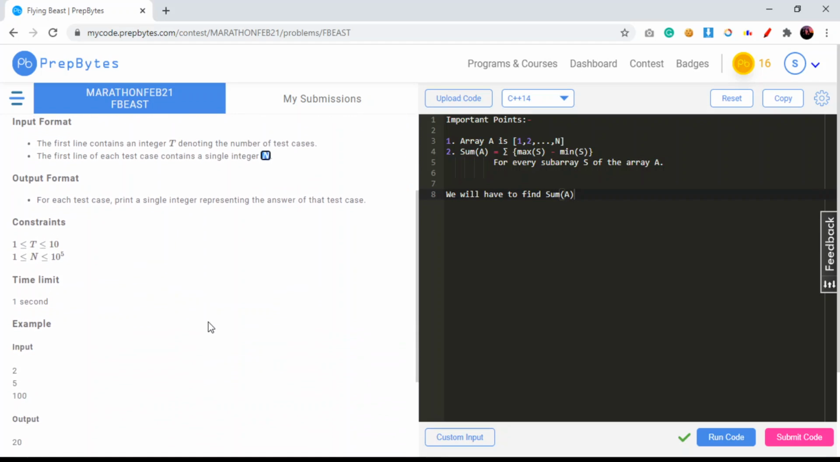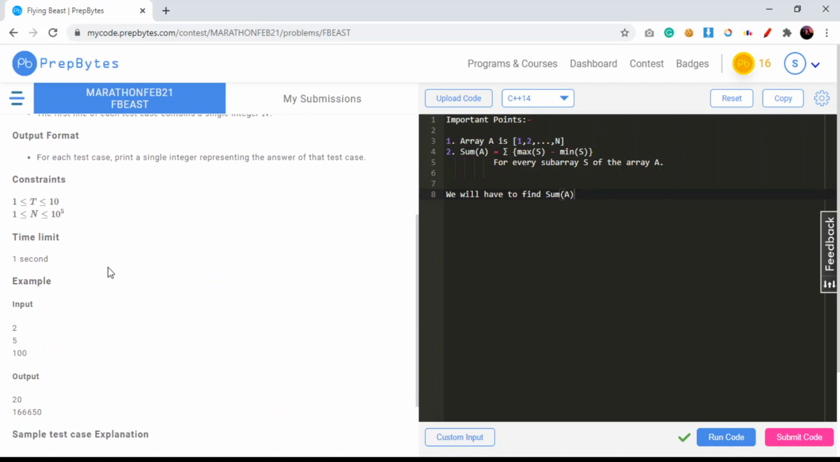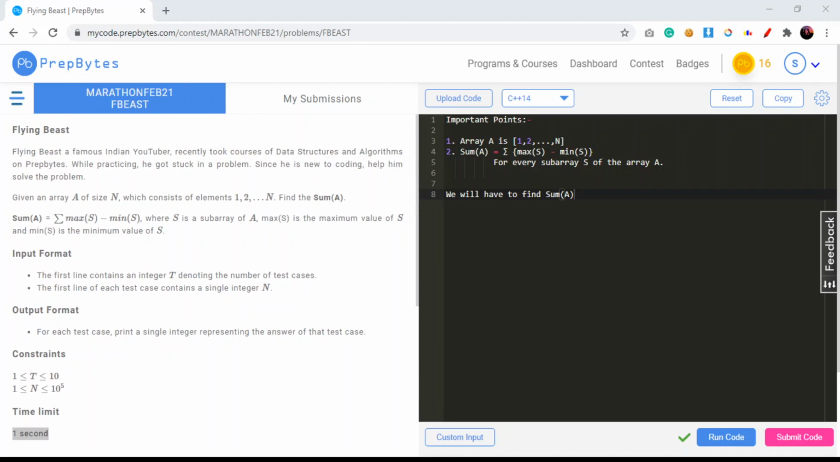Now the constraints are t can range from 1 to 10 and n can range from 1 to 10 power 5. The time limit for solving this particular problem is 1 second, and this is my example input and output. Let us move to the coding area and understand this particular problem in a better way.